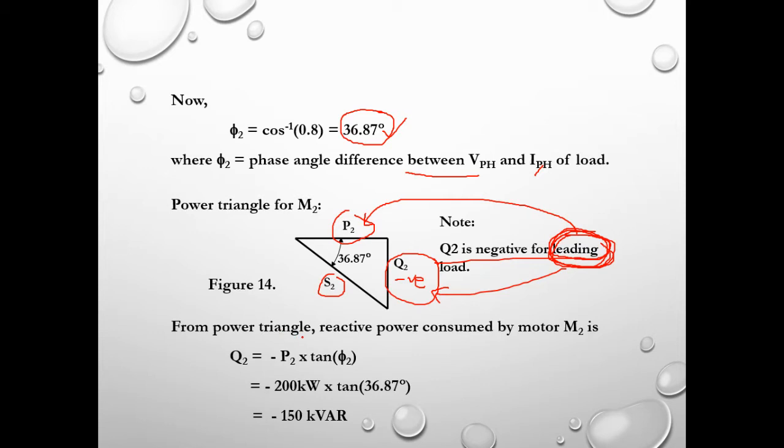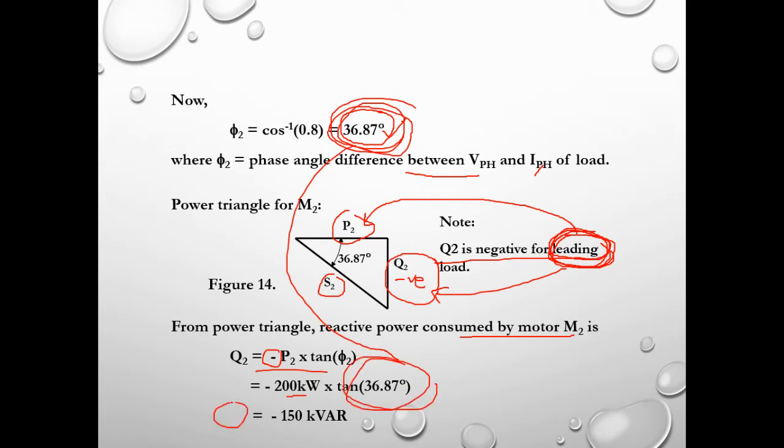So then from the power triangle, the reactive power consumed by motor M2 is Q2 equal to negative P2 tangent theta 2. So don't forget the negative sign. So 200 from the question, substitute directly into this equation, and then tangent 36.87 from here. So into here, and then we finally determine the value of Q2, which is minus 150 kilowatt.